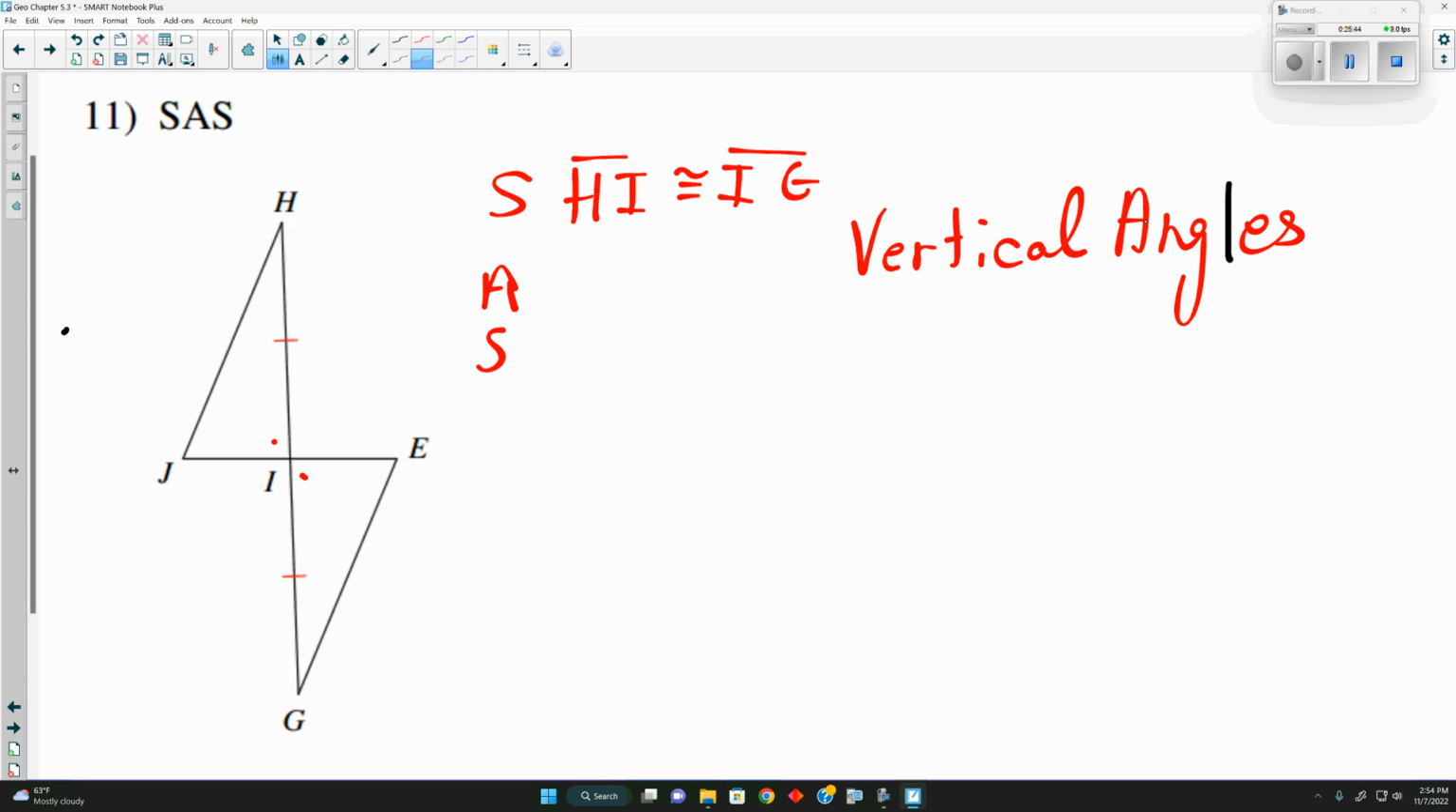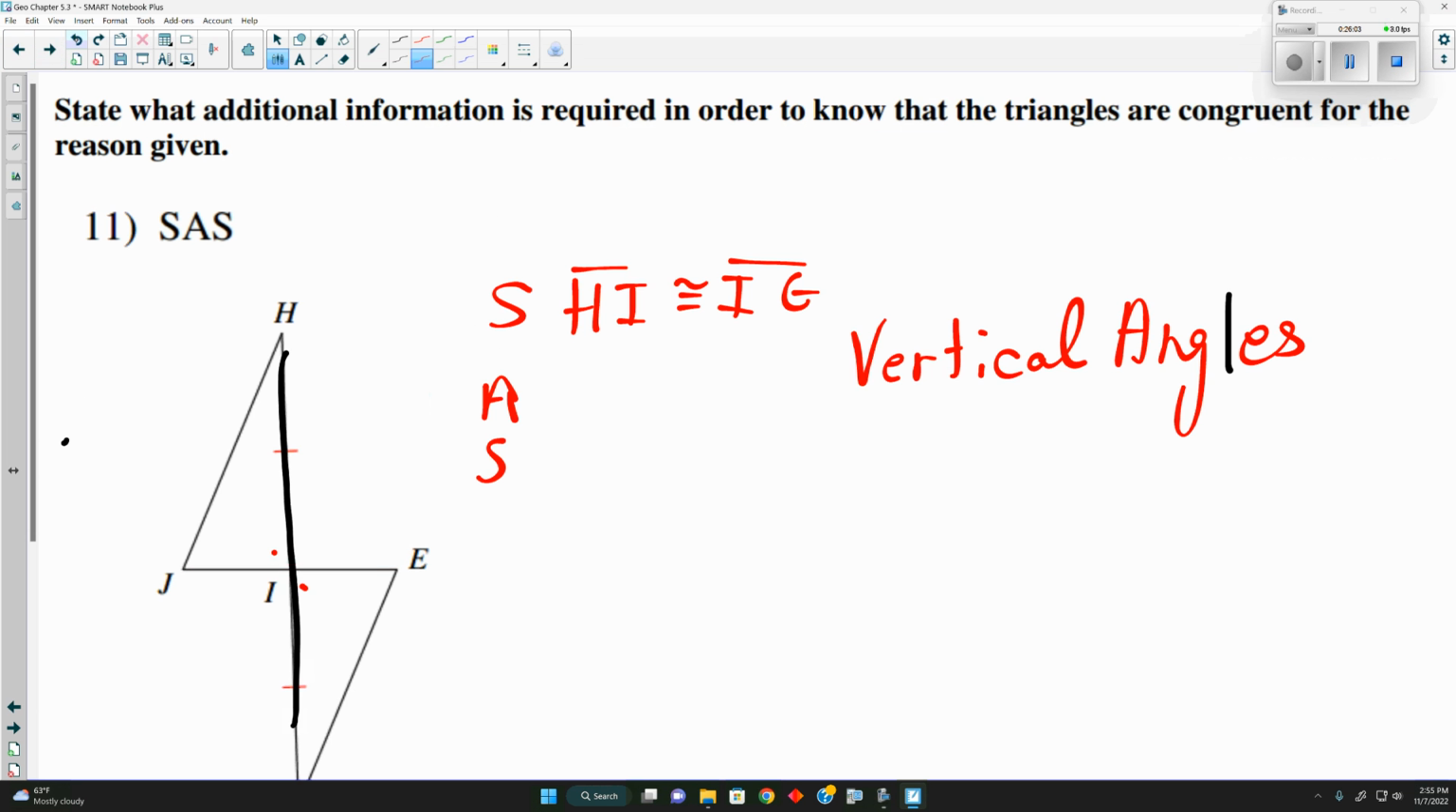Because of vertical angles. Because we have two lines that cross, yes? And the angles opposite them are congruent. JE is congruent to JP. So angle HIJ is congruent to EIG because of vertical angles. Vertical angles, when you have two pairs of opposite rays, they form vertical angles. So then we're missing the other side.